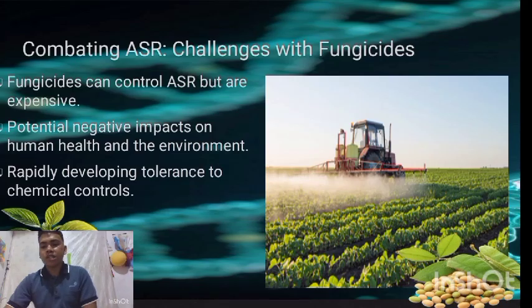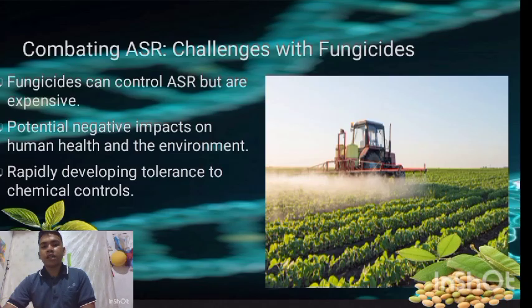Then, combating SR, or Asian soybean rust, with fungicides. Fungicides can control SR but are expensive, have a potentially negative impact on human health and the environment, and rust rapidly develops tolerance to chemical controls. So we all know that fungicide is effective but costly, and there is a negative impact on health. Also, the excessive use of fungicide can lead to the mutation or evolution of rust, and it will be another problem for our experts to solve. That is why it is not advisable to use fungicide.